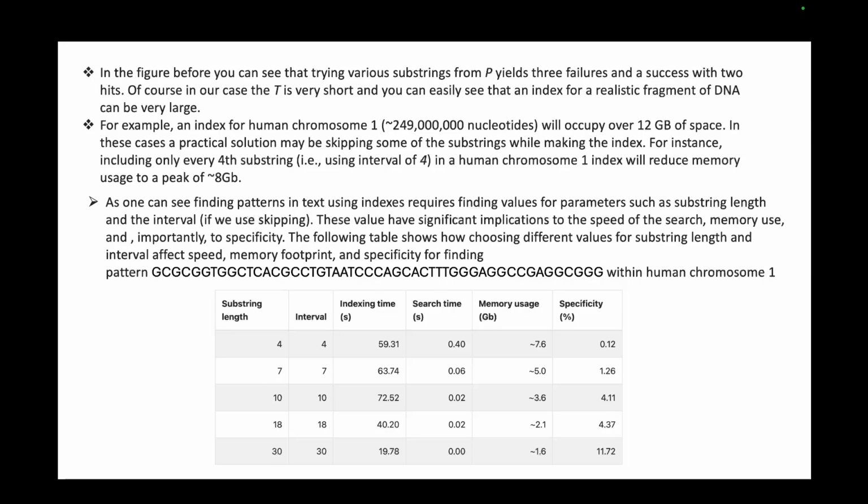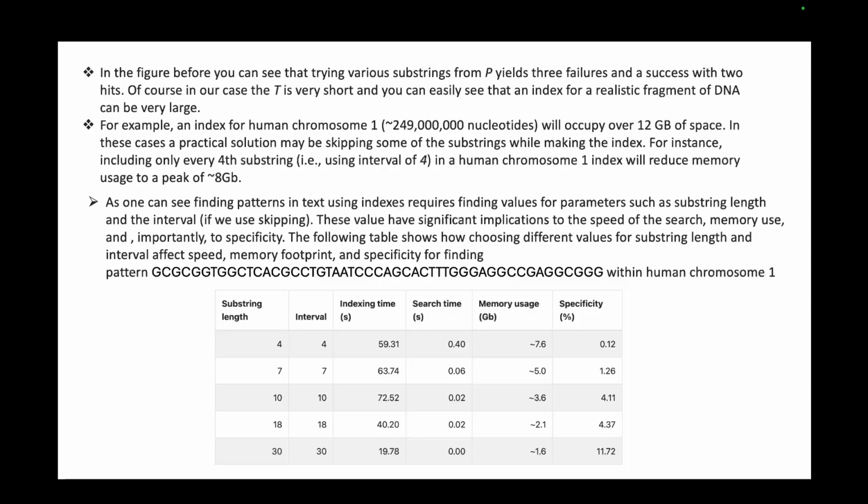So what you can do is skip certain substrings. It can be in a pattern. If you follow a pattern like this, say for example, including only the fourth substring in a human chromosome 1 index, you take the fourth substring and index them, and you do not index the rest of the substrings. It will reduce the space required by a lot, and it'll come down from 12 GB to almost 8 GB.